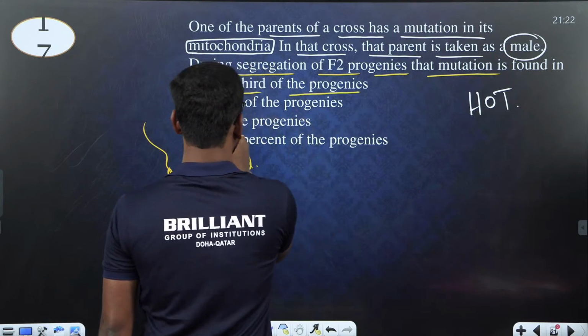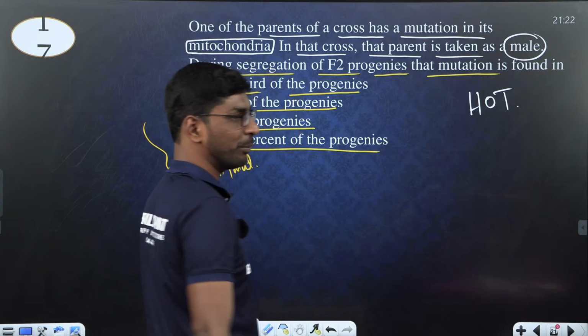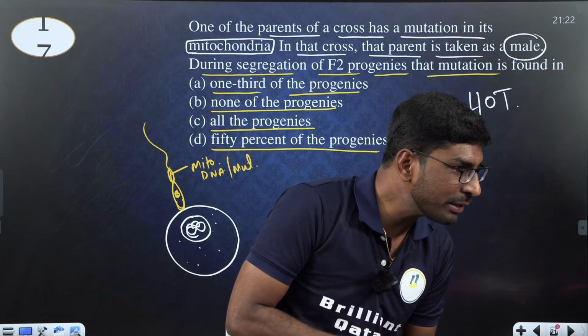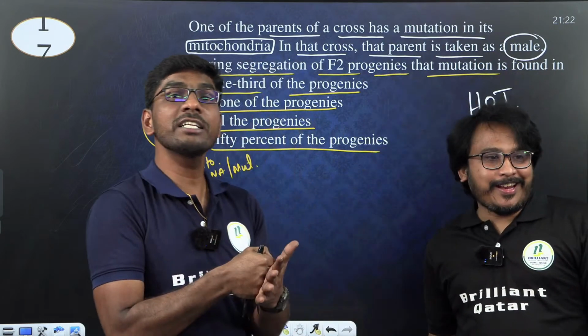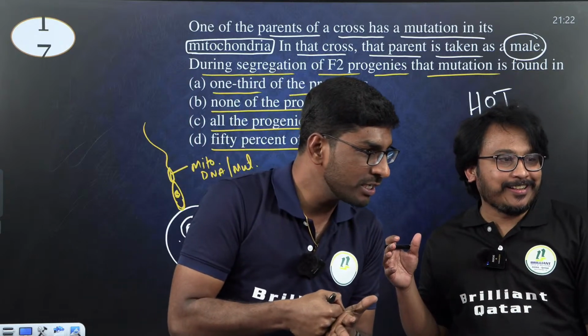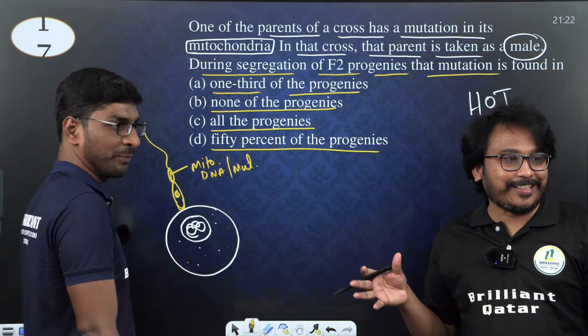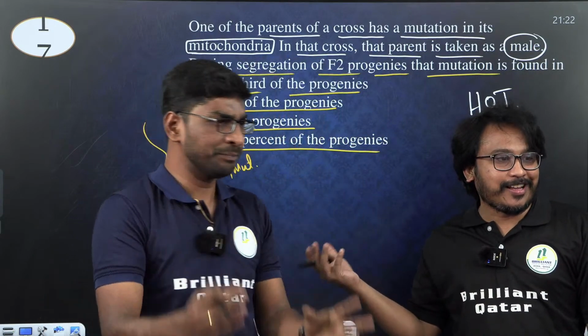One third of the progeny, none of the progeny, all types of progeny, or 50% of the progeny? Any one of you? Why? We need the explanation. What is the reason? Yes, it is none of the progeny. So what is the reason? What is the term for that? Which type of inheritance is it?